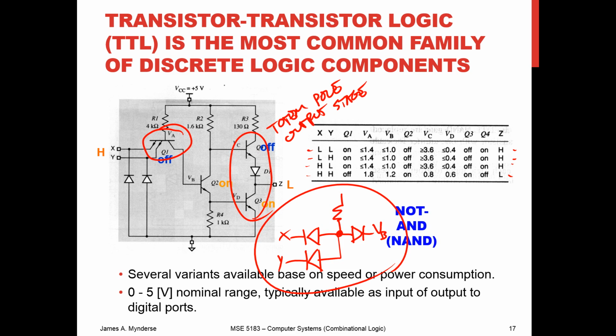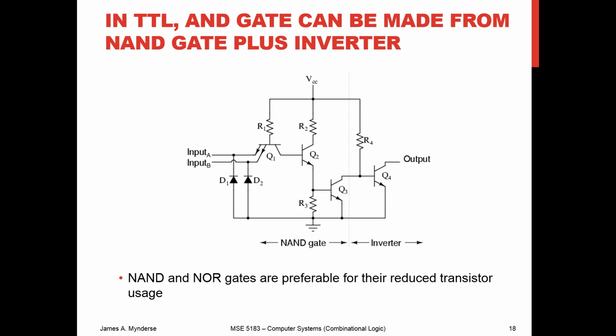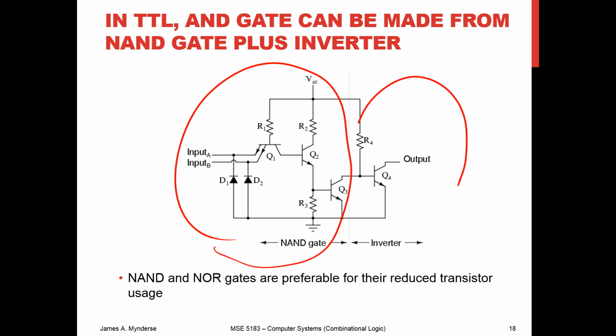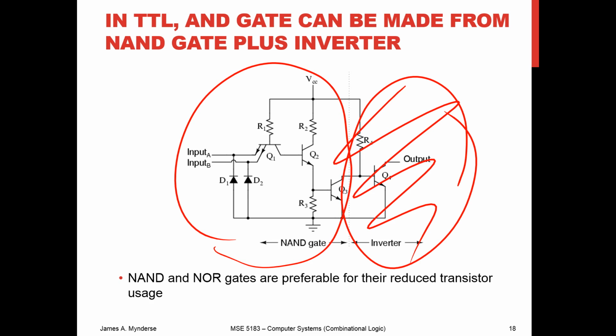And this is one of our more common packages. So in TTL, we can make our AND gate out of a NAND gate plus an inverter. So this is our NAND gate. This is our inverter. And you can see right away that if the AND is a NAND plus an inverter, then if we use De Morgan's law, we can get rid of that inverter and save ourselves a transistor and a resistor. And so if we've saved ourselves a transistor and a resistor, well, that's saving components.